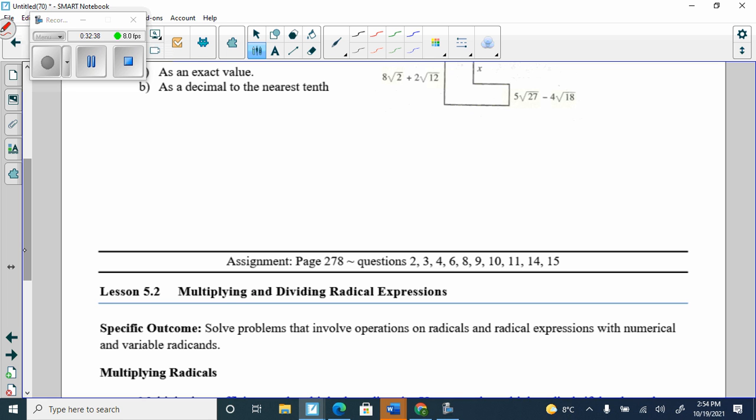Okay, page 278 is the page. If you flip ahead a page, you'll see it. And if you're complaining, I'm not going to change this. There's lots of questions. Enjoy your life.